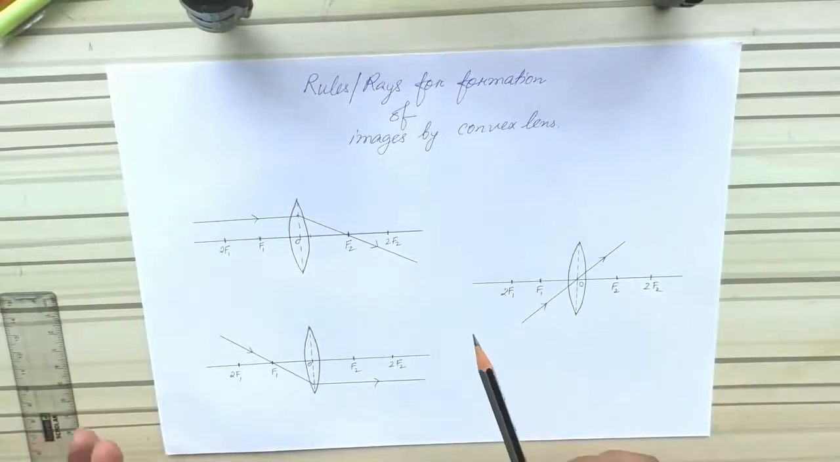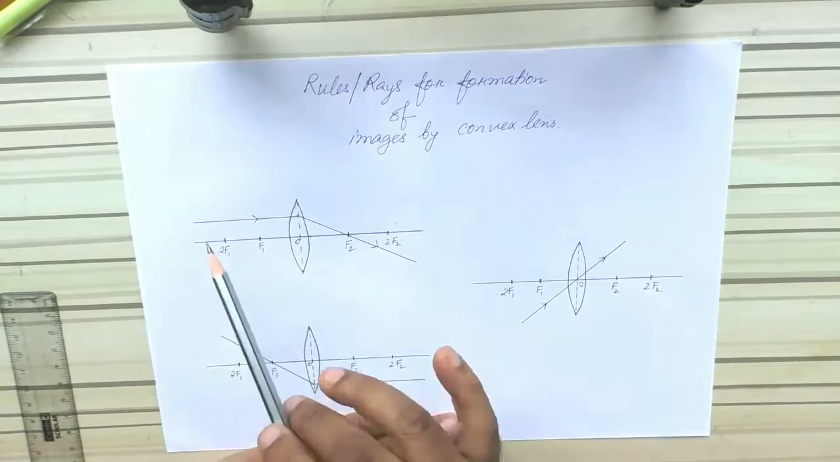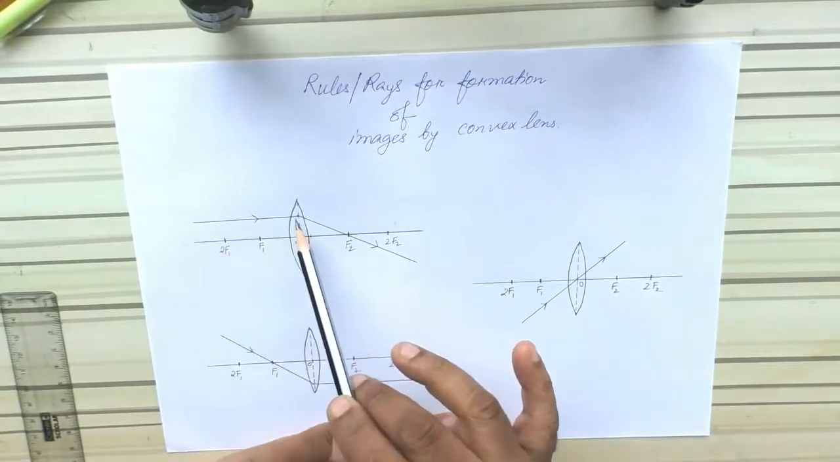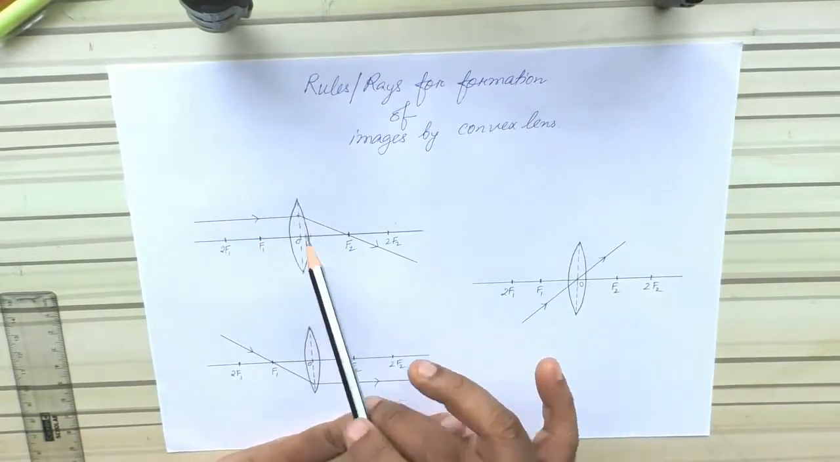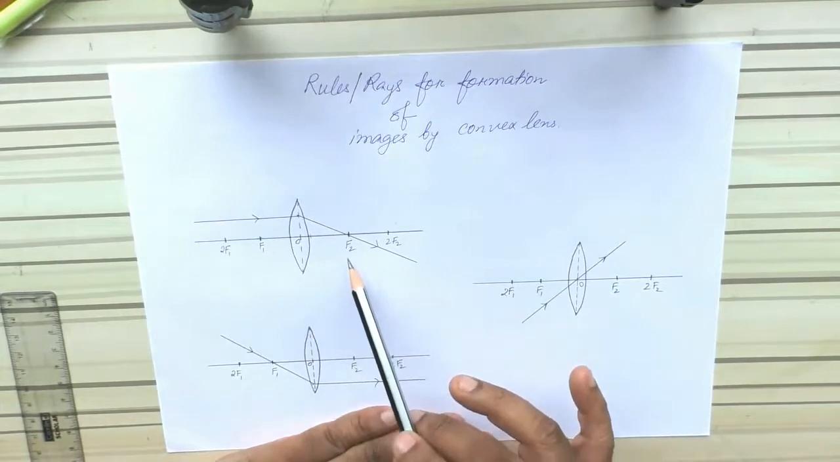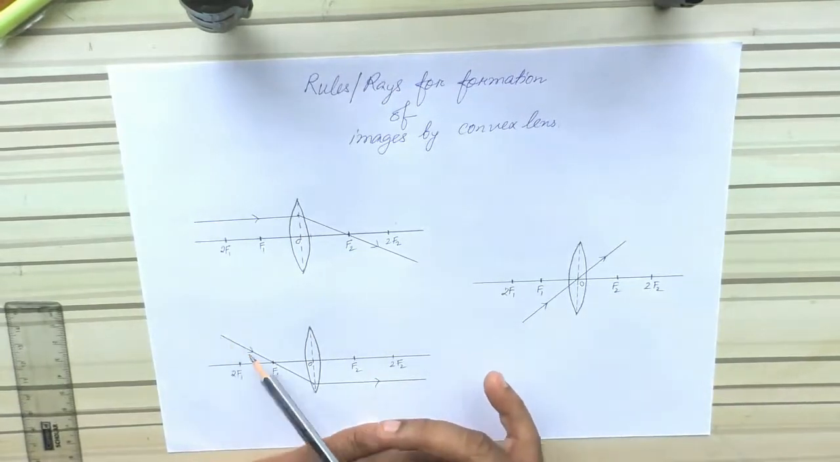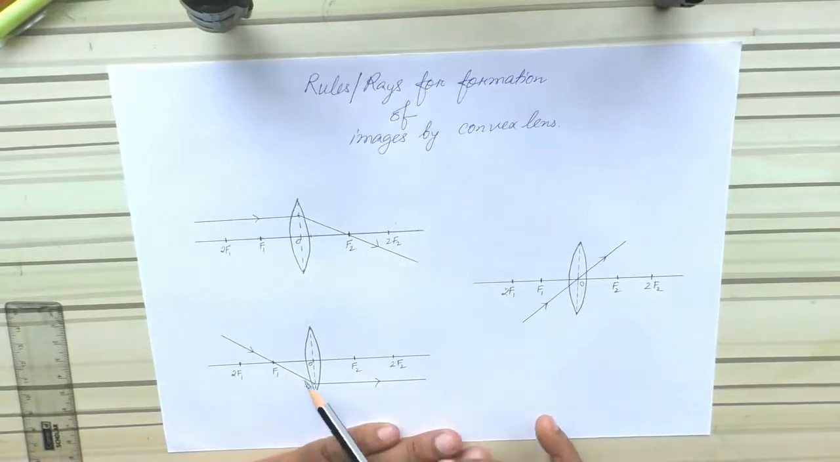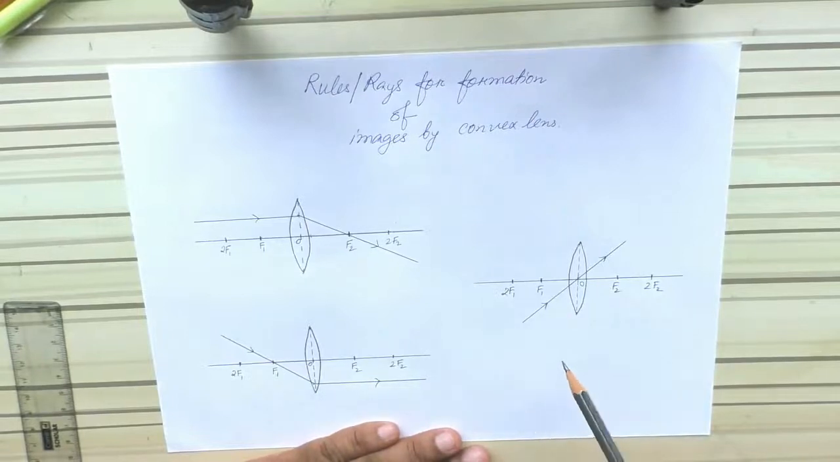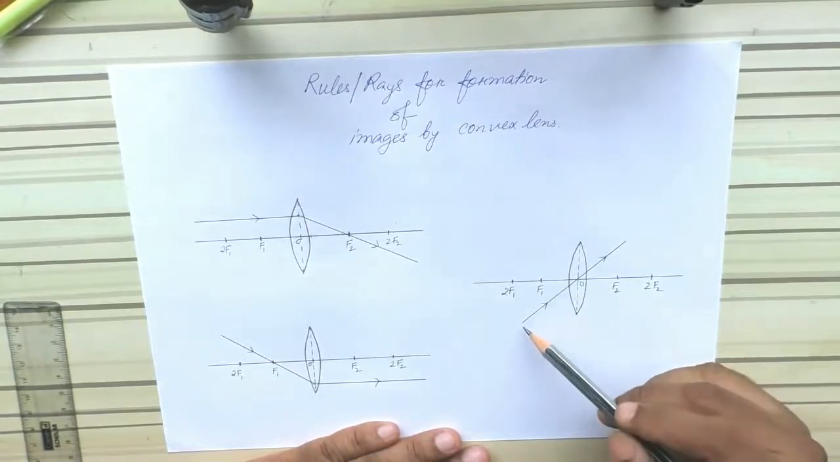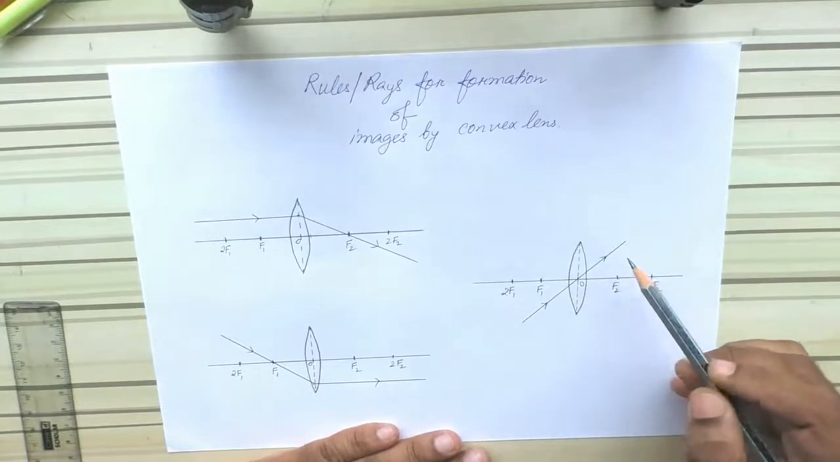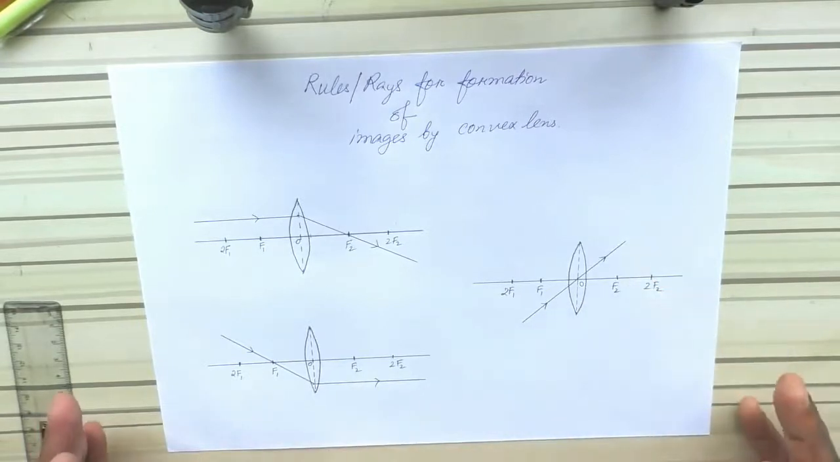First one, let me explain once again. A ray of light incident parallel to the principal axis in case of convex lens, after refraction the light ray passes through focus f2. If a ray of light incident after passing through focus f1 on a convex lens, after refraction this light ray will become parallel to the principal axis. And the third one, if a ray of light passes through optical center, it passes straight without any deviation.